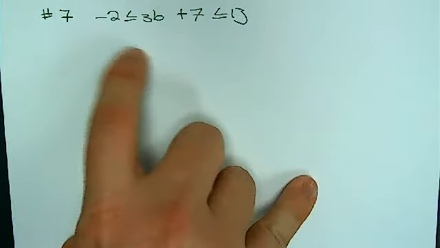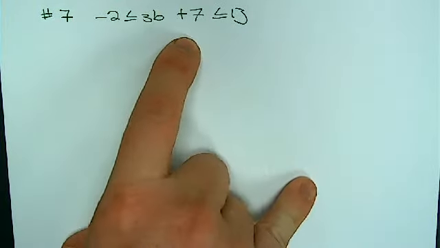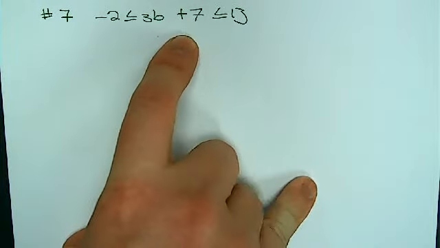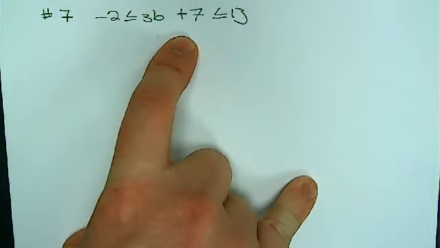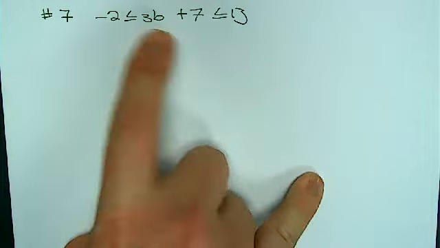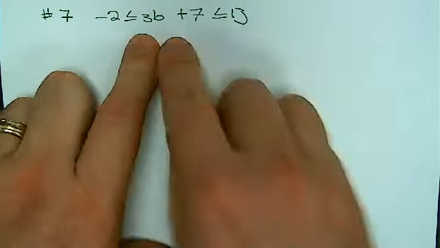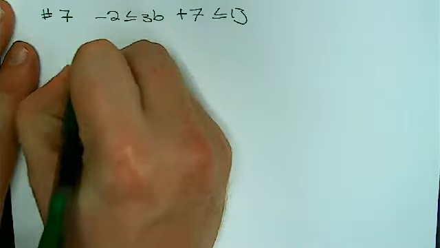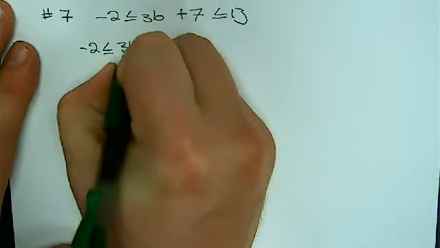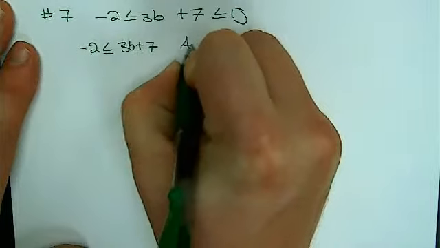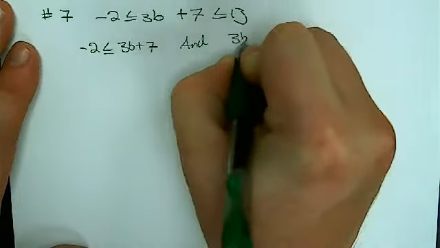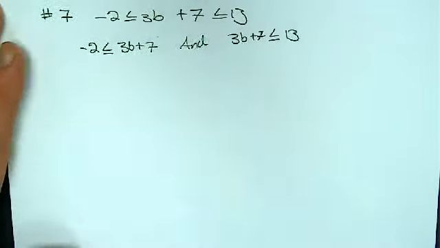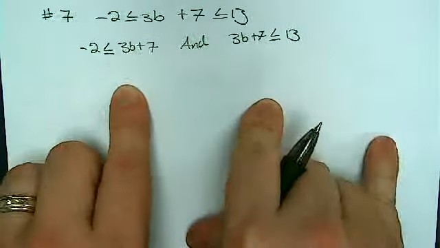All right, number 7 on practice B is actually an and problem, which some of you were asking about. The key to it is, whenever you see it, the first step is to split it into 2 separate statements. So negative 2 less than or equal to 3b plus 7 and 3b plus 7 less than or equal to 13. So split it, and then you can start working on it.